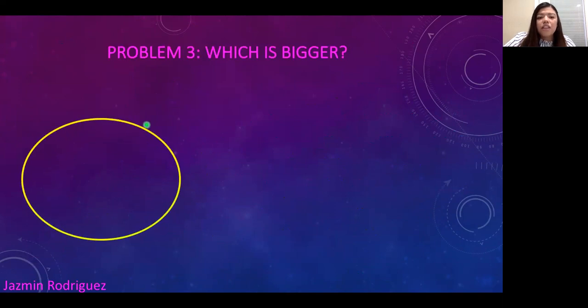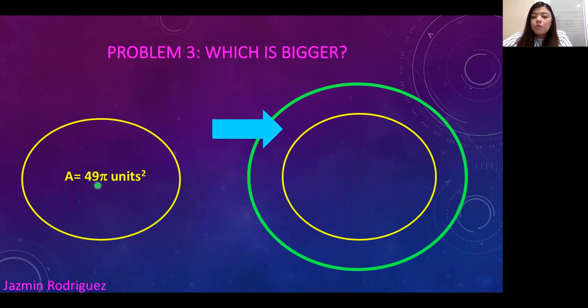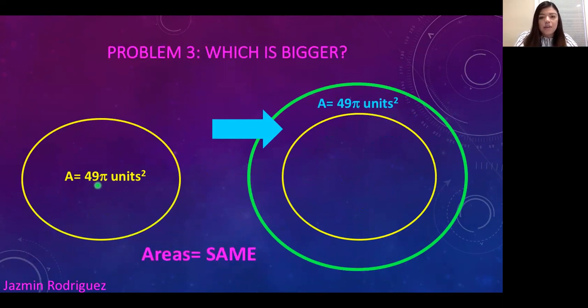Okay, and now for this third part, it wants to know which one is bigger. Which area is bigger? The area from our smaller circle, which we determined was 49 pi units squared, or the area between our circles, which we determined was 49 pi units squared? Well, we can see that they are the same, so neither is bigger than the other.